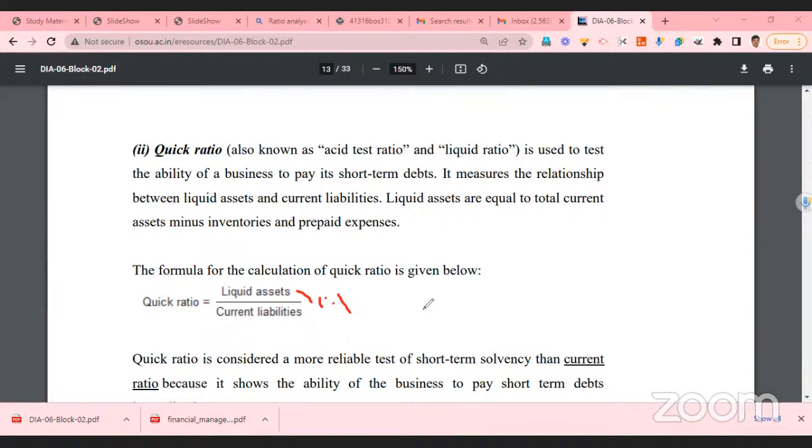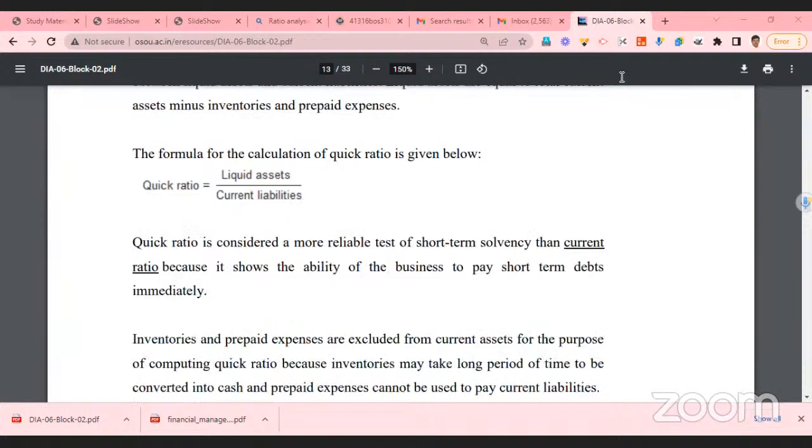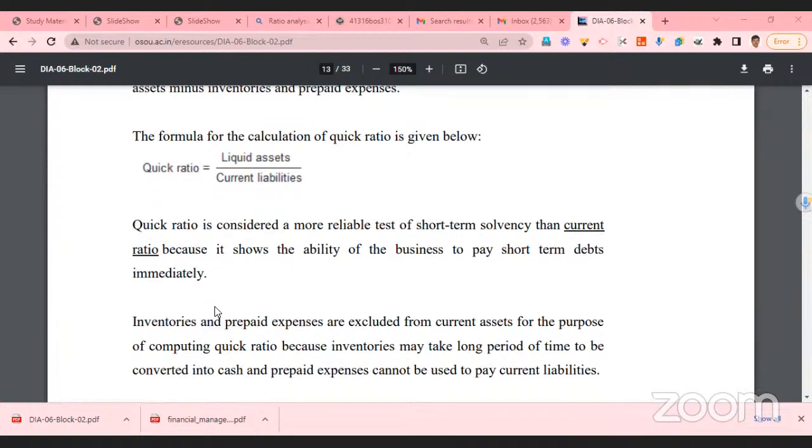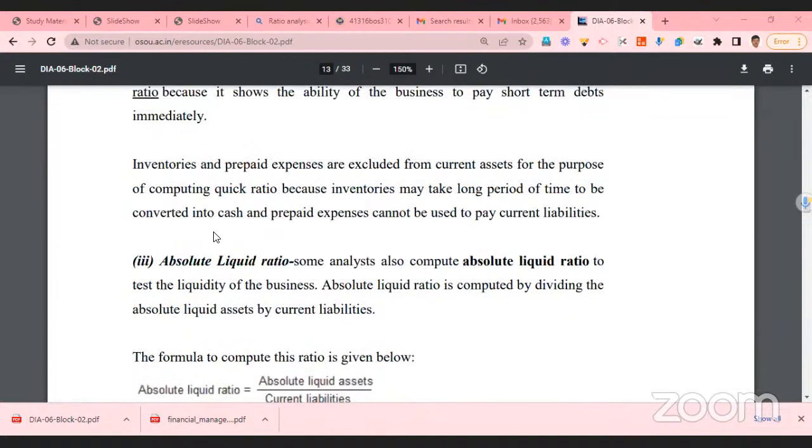The quick ratio is considered more reliable than the current ratio, because it shows the ability of the business to pay short-term debt immediately; you can easily convert these assets. Inventories and prepaid expenses are excluded from current assets for the calculation of the quick ratio.